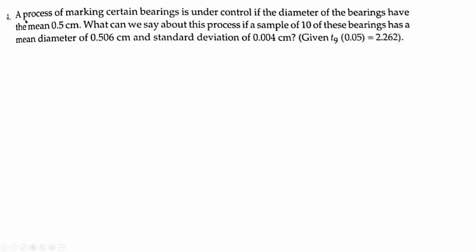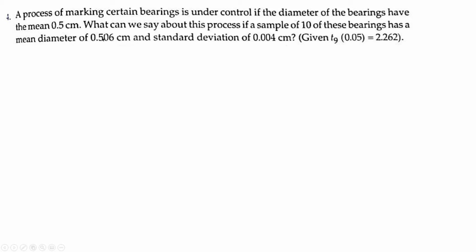Next question. A process of marking certain bearings is under control if the diameter of the bearings have the mean 0.5 centimeter. What can we say about this process if a sample of 10 of these bearings has a mean diameter of 0.506 centimeter and standard deviation of 0.004 centimeter? Given T9 at 5% level of significance is 2.262.